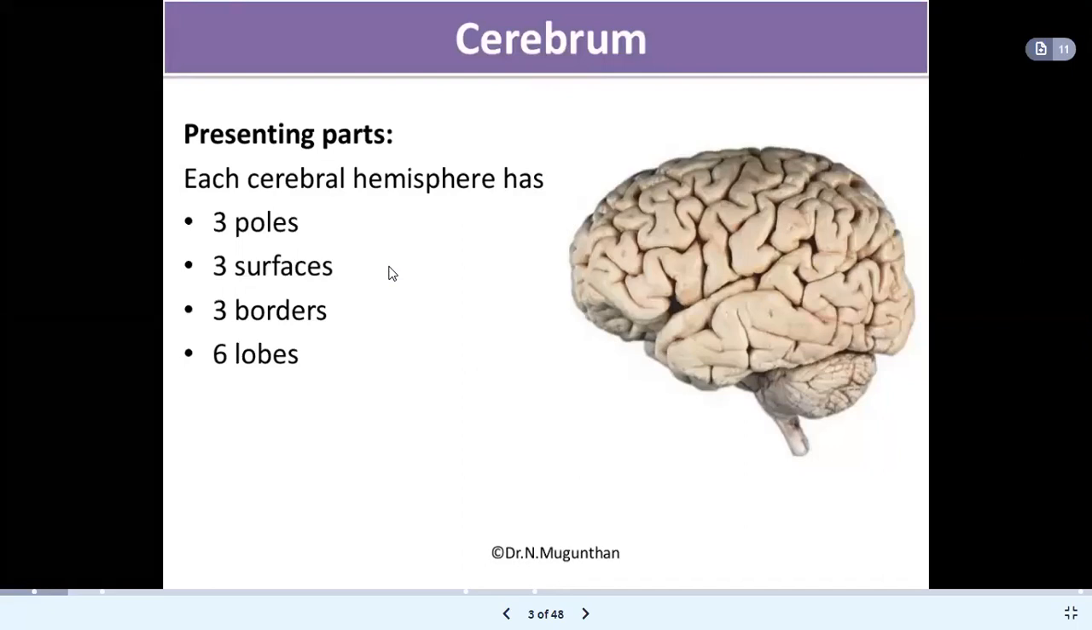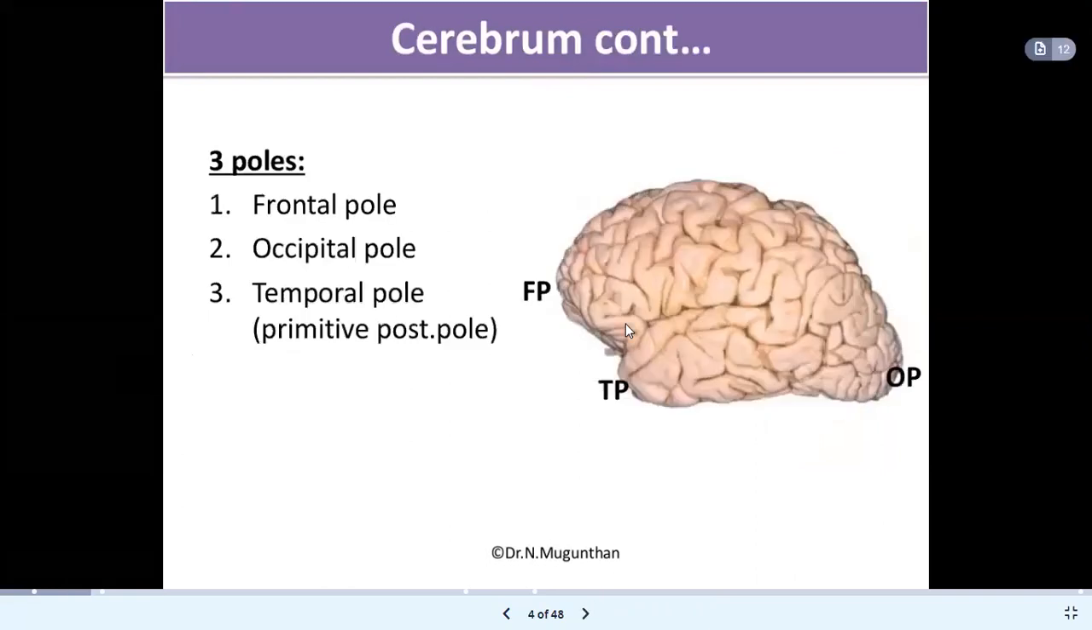Now when you just look at the cerebrum, the presenting parts of the cerebrum, each cerebral hemisphere has 3 poles. Okay. So it has 3 surfaces, 3 borders and 6 lobes. Let us see one by one. So when you talk about 3 poles, this is the anterior end of the brain, this is the posterior end of the brain. Okay, so towards the frontal bone, the pole is the frontal pole, and towards the occipital bone, we have occipital pole, and then towards the temporal bone, we have temporal lobe, and the most pointed part is the temporal pole.